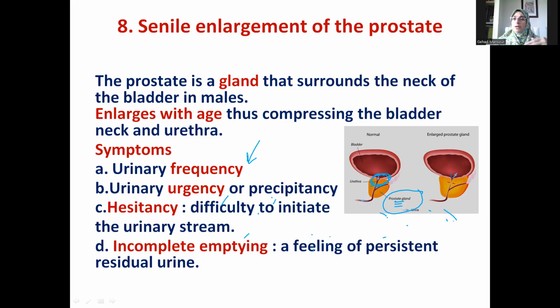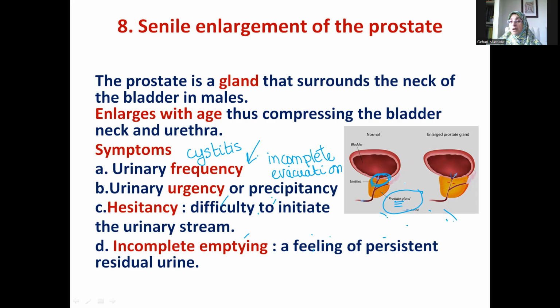So every now and then, he feels the desire to go back to the toilet, and therefore there is frequency of urine. Part of the frequency is due to incomplete evacuation of the urinary bladder, but sometimes the frequency is due to cystitis, the inflammation of the urinary bladder that occurs in cases of senile enlargement of the prostate. Senile means that it occurs in old age.